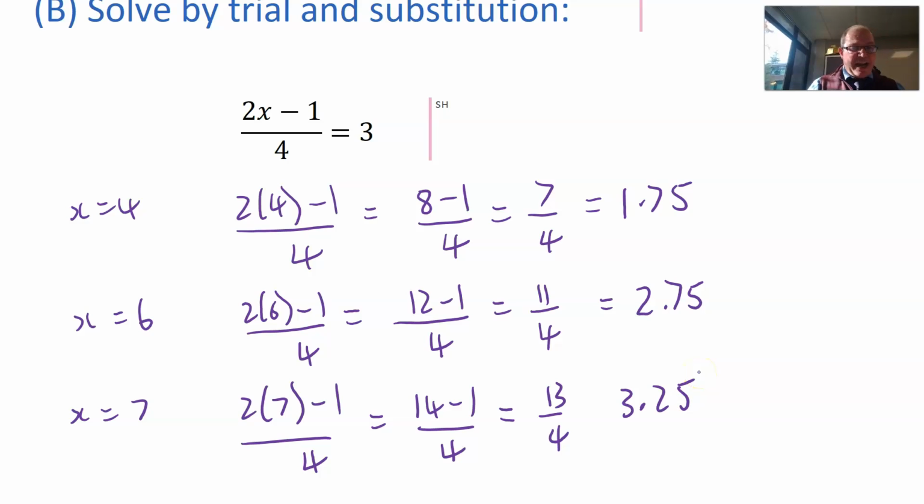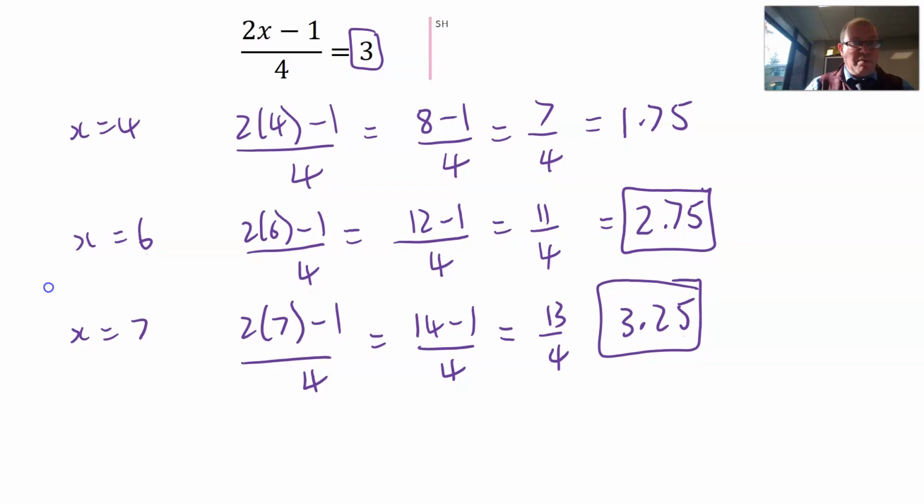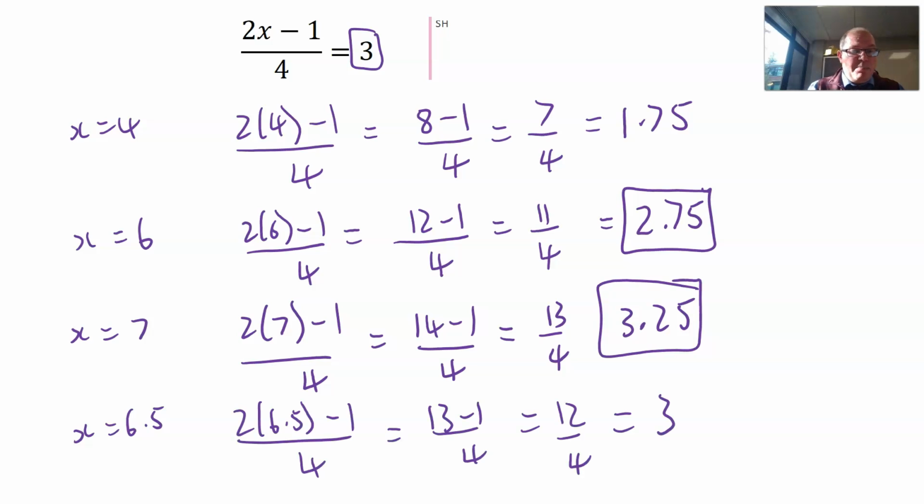So I'm getting close. My answer must be between 6 and 7 because 6 gave me an answer of 2.75, which is smaller than 3, and 7 gave me 3.25, which is bigger than 3. So let's try 6.5. I'm going to pause the video and just do this for you. And there we have it. When I put 6.5 in, it gave me the answer 3, which is lovely. And that's trial and improvement. And sometimes it might not be an exact nice answer and you might just get as close as possible.